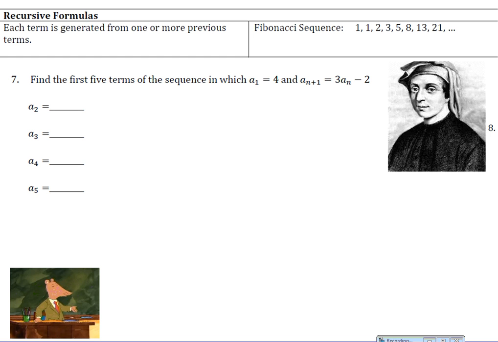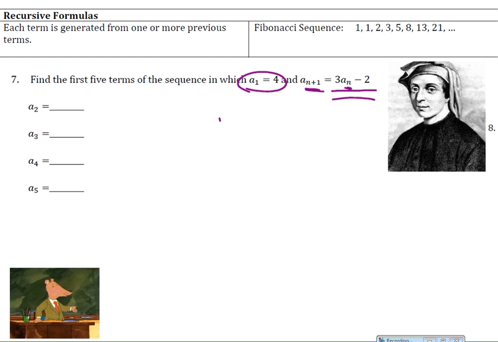So recursive formula, what we've talked about so far is called explicit. And it's called explicit because it takes you straight to the term that you want. This one is going to say, here's the first term, here's a rule, give me the next couple terms. So if I look at this one, the first 5 terms in a sequence where a1 is 4, and to get the next term, I do that. So here's what that says. n plus 1 and n.